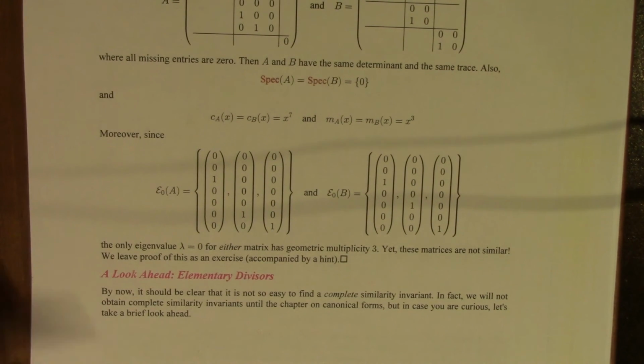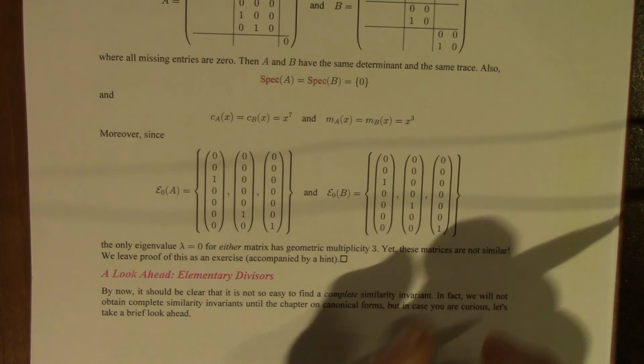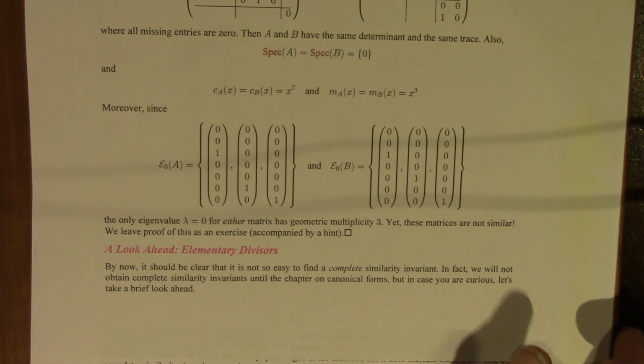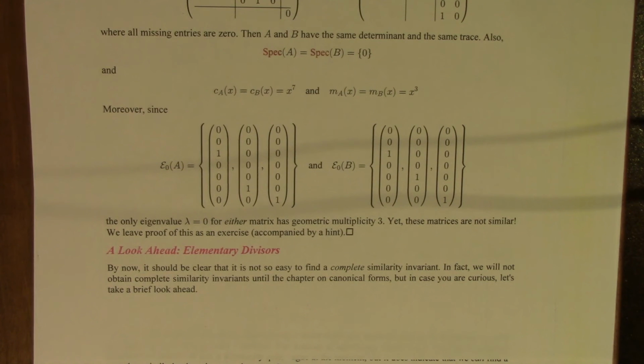So where we stand at this moment is that we have a lot of similarity invariants, but even if we take all of them together, we still don't have a complete similarity invariant. So I guess it should be pretty clear by now that it's not so easy to find a complete similarity invariant. In fact, we won't find one until we reach the chapter on canonical forms, which is a little bit off yet.